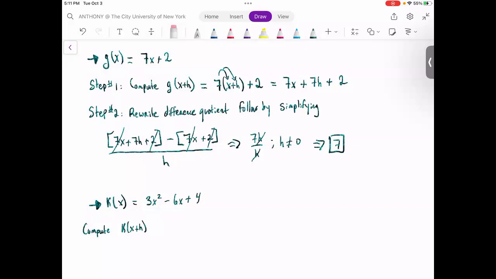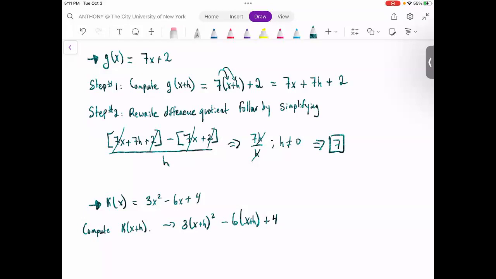So look at your function now for this quadratic. How many times does the variable x appear? It appears twice. So I need to replace x with x plus h twice. So this will give us 3 times x plus h squared minus 6 times x plus h plus 4. Okay? Now I'll show you how I expand this.